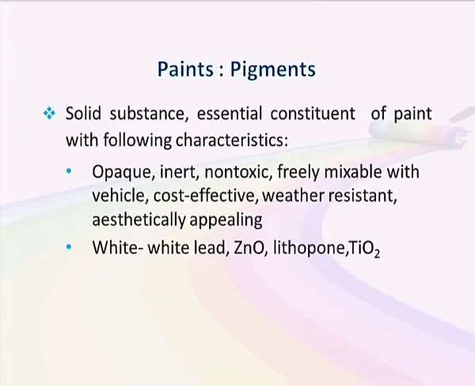If we want to color a substance white, then pigment is the thing which will impart the color. For the white color, pigments used are white lead or zinc oxide, lithopone or titanium oxide. For the green color, we can use oxides of chromium. For the blue color, we can use Prussian blue.